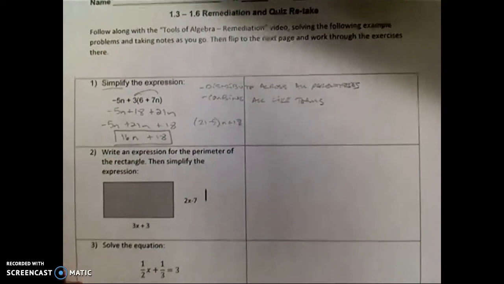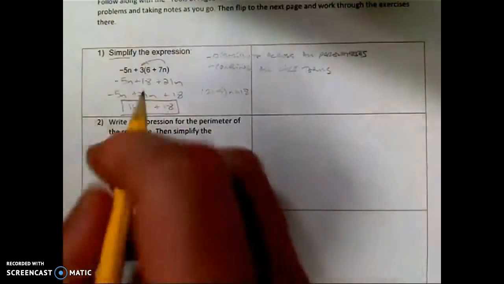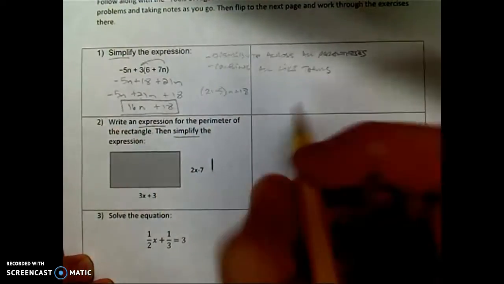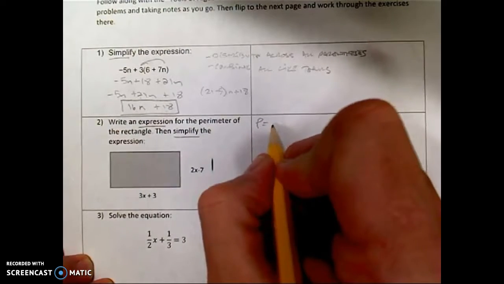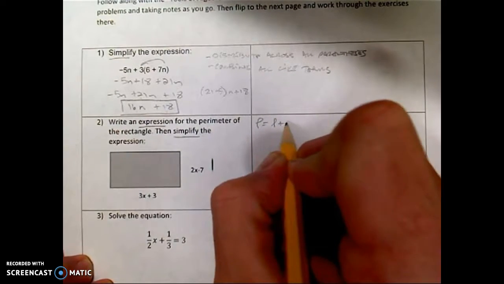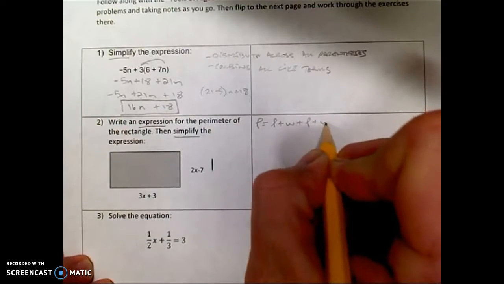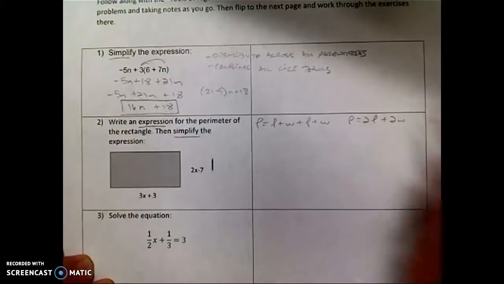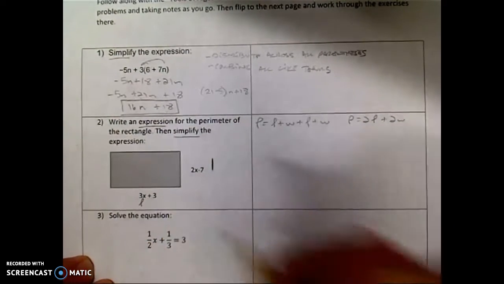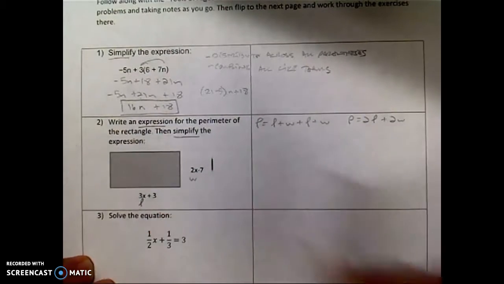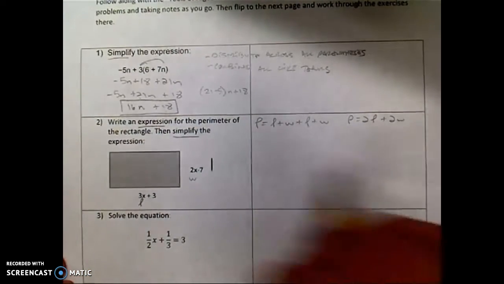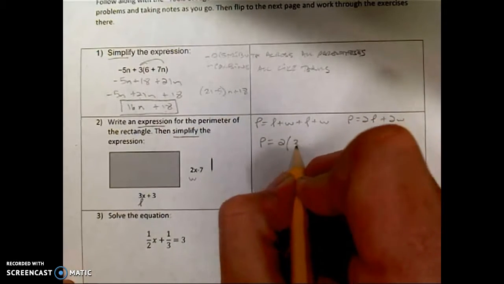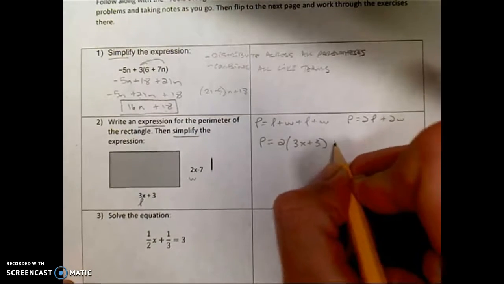All right, so continuing to combine like terms, an opportunity to apply it. So we're going to write an expression for the perimeter of a rectangle and then simplify that expression that we write. So let's keep in mind that if we're doing a perimeter of a rectangle, I have length plus width plus length plus width. Another way to think about that is perimeter is 2 times the length plus 2 times the width. So I have a measurement, 3x plus 3, that I'll label the length, and 2x minus 7 that I'll label the width.